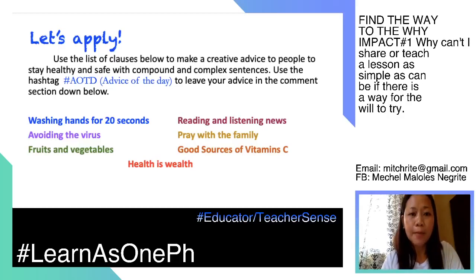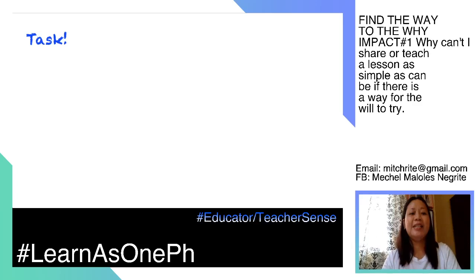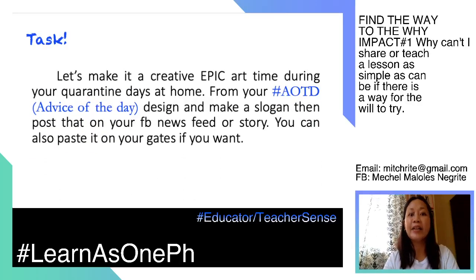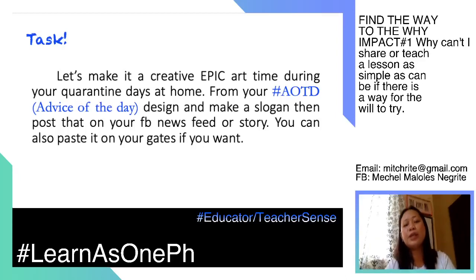So let's proceed to another task. Okay, so that one naman is, let's make it a creative, epic art time. So during your quarantine days at home, from your advice of the day, di ba? You're going naman to design and make a slogan, then post that on your FB newsfeed or story. So you can also paste it on your gates if you want. So yung mga sa labas ng bahay nyo. So the people out there can also be reminded on how to do the ways it must be done to avoid the virus and stay healthy during the quarantine days.